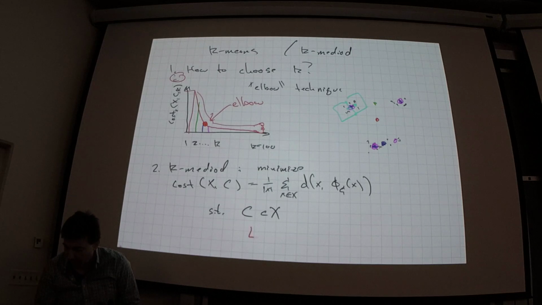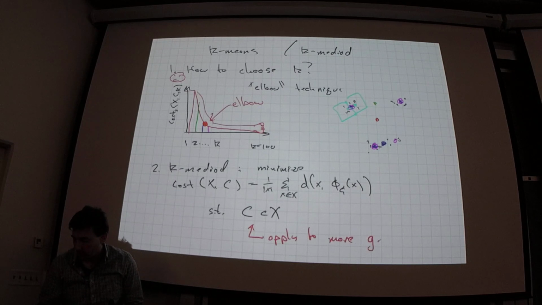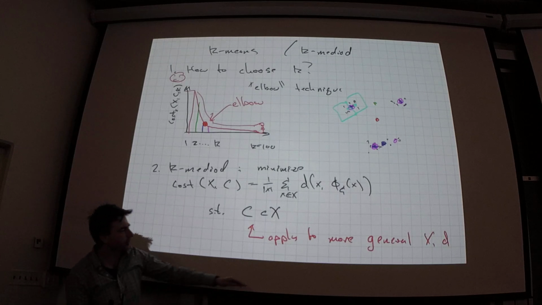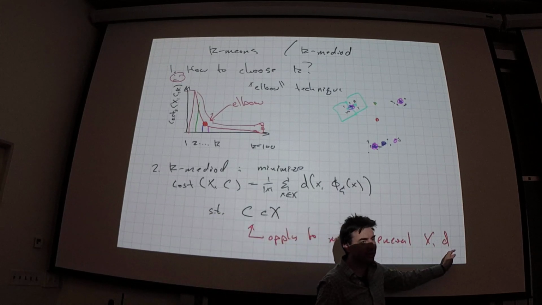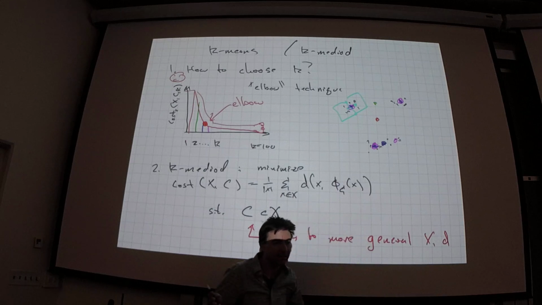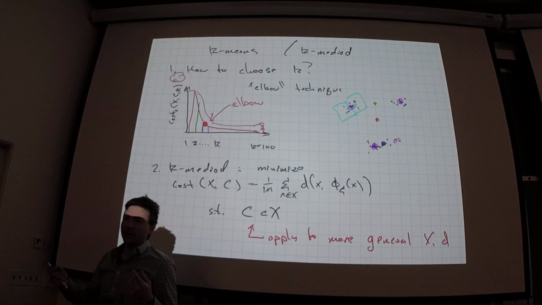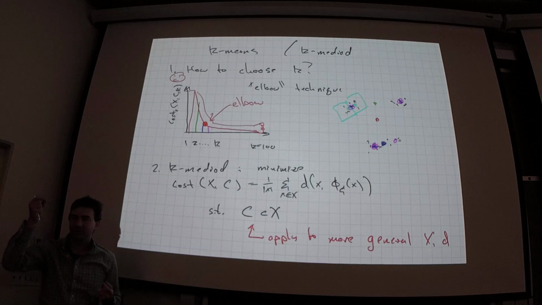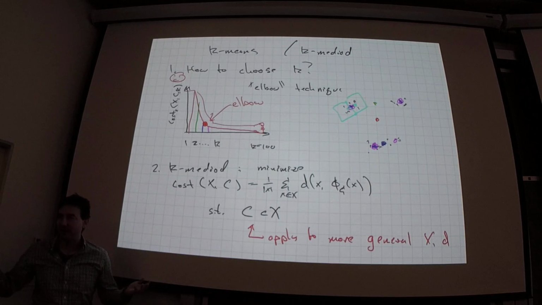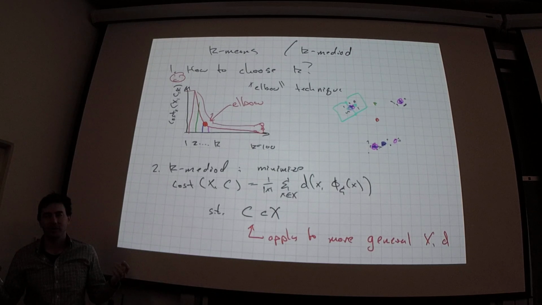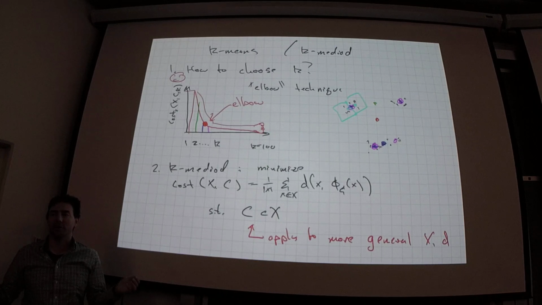So I can apply to more general X and D. Right, so if I have my data set as sets and the distance is the Jaccard distance between sets, I didn't know how to create an average. Right, how do I create an average of sets? It's not necessarily well defined. There are ways you can try and define it, but then you have to compute these things.